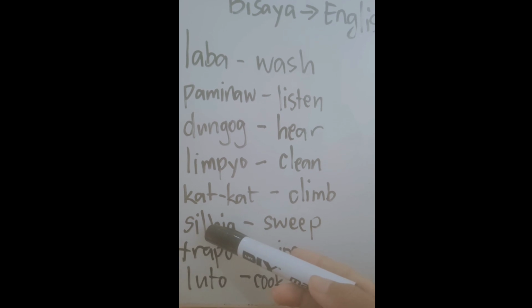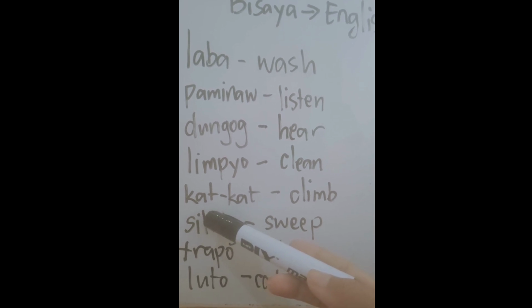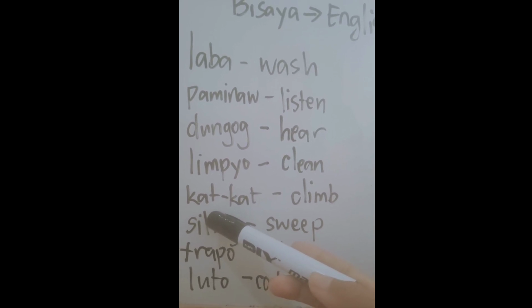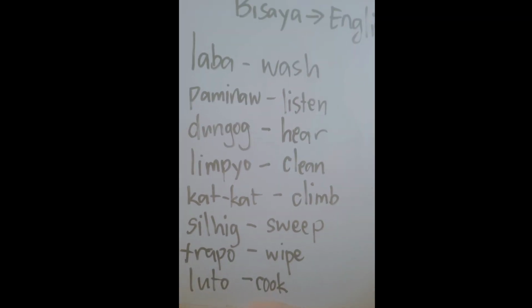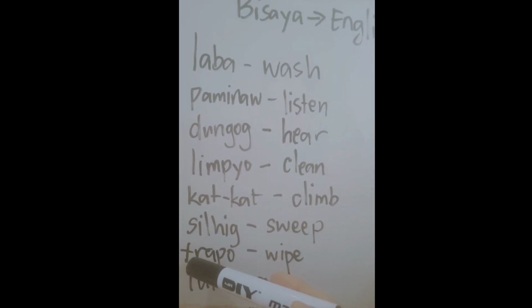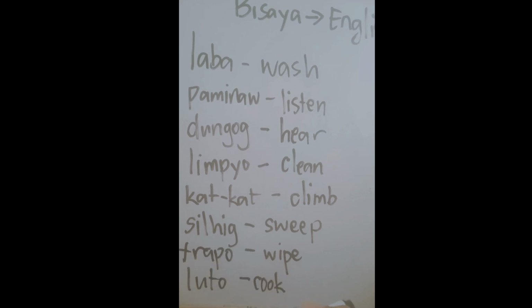Next is limpyo, clean. I have to clean my room. Kinahanglan akong manglimpyo sa akong kwarto. Next, kat-kat is climb. Ang mga bata kay ni kat-kat sa kahoy. The children are climbing the tree.